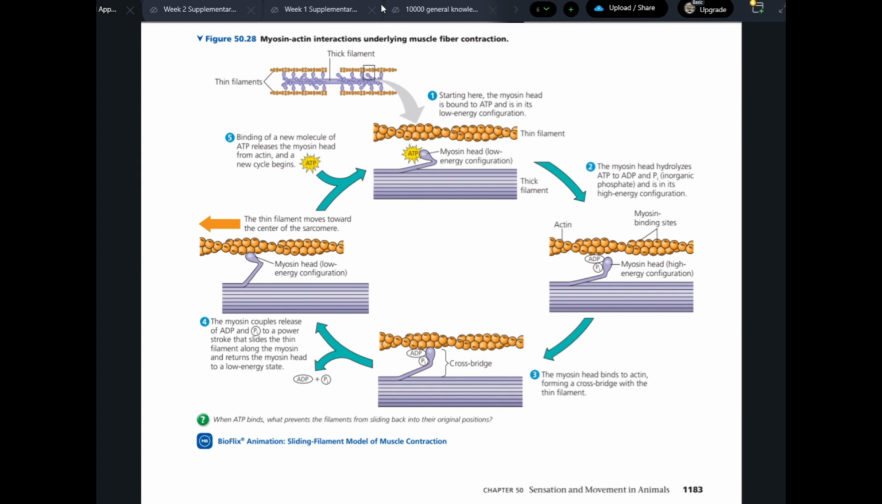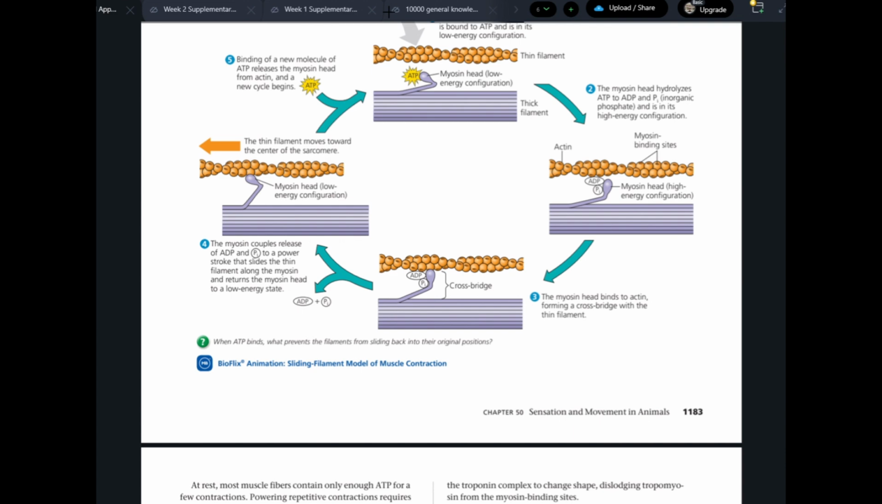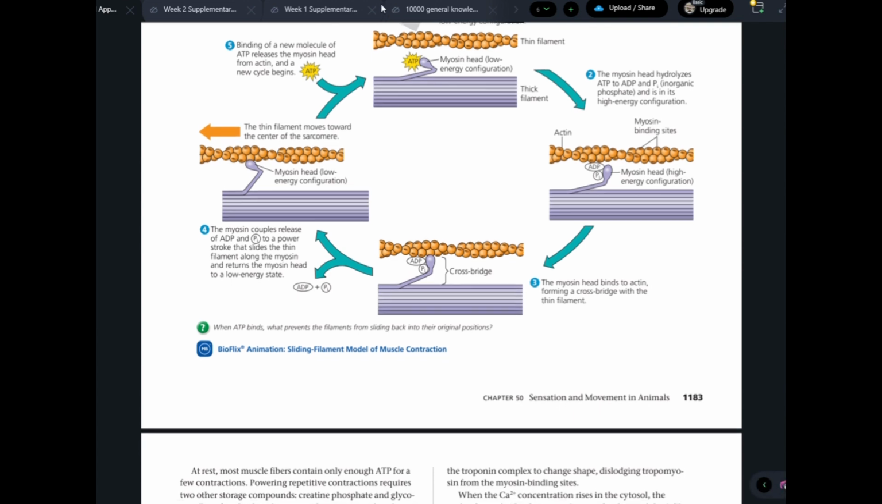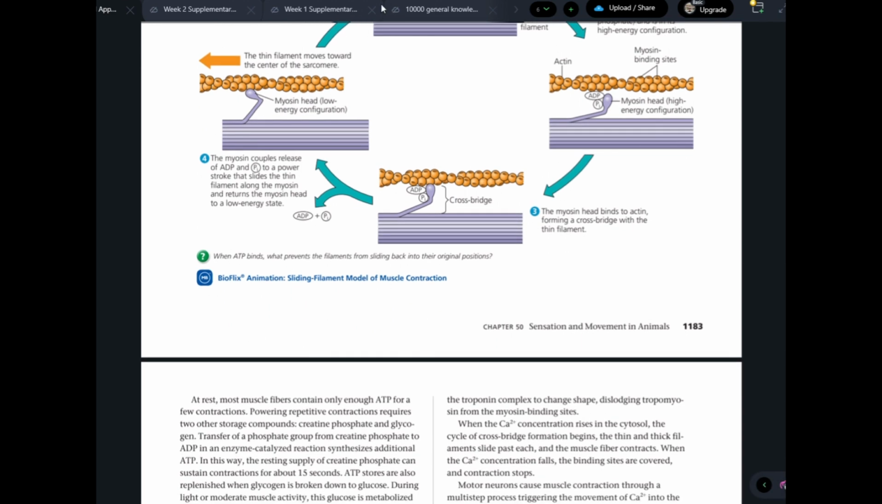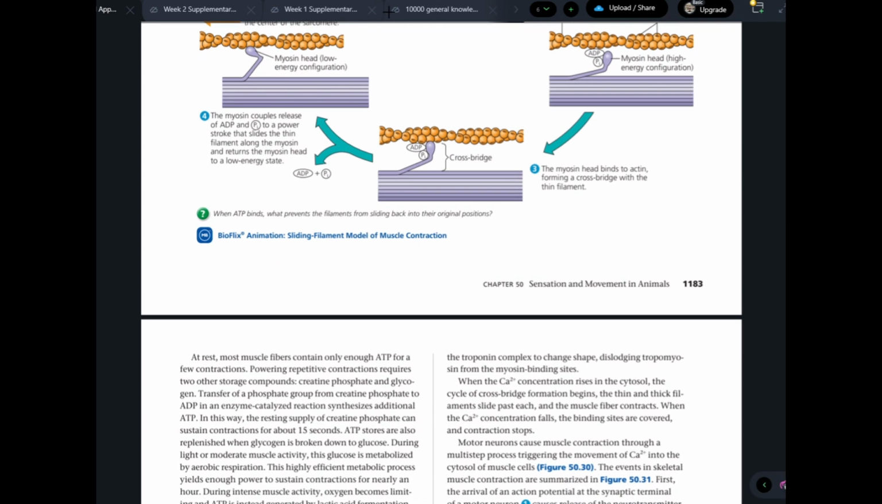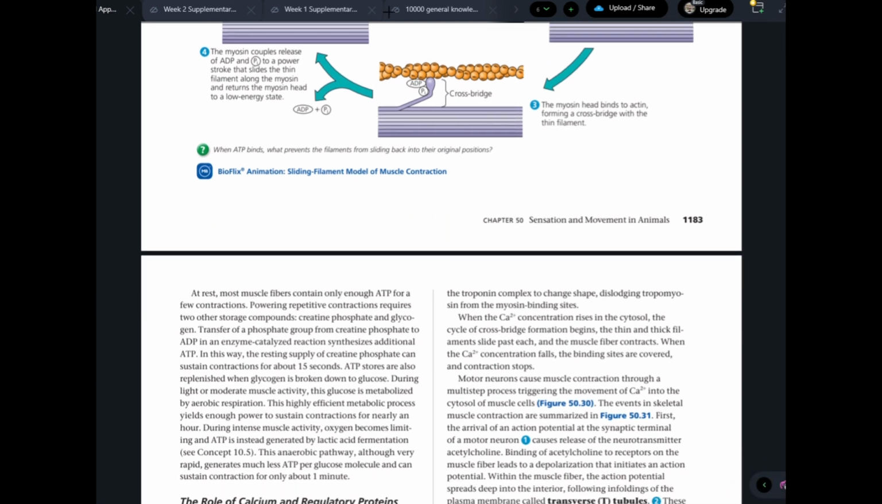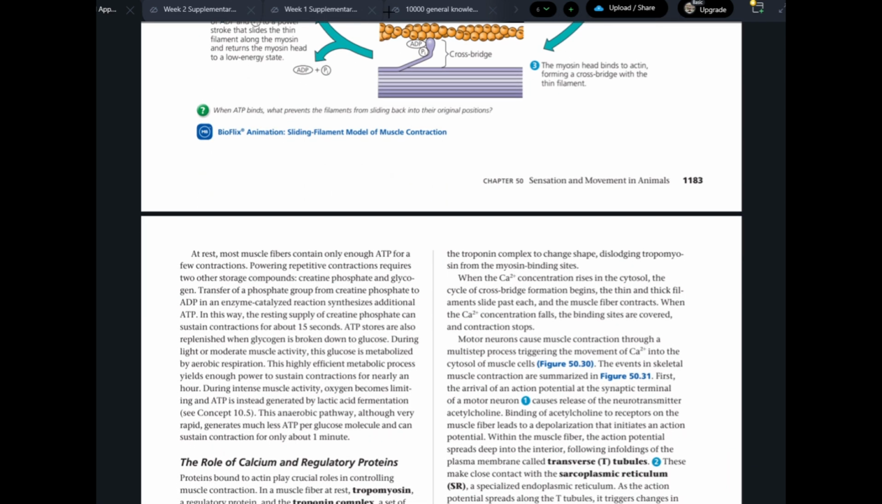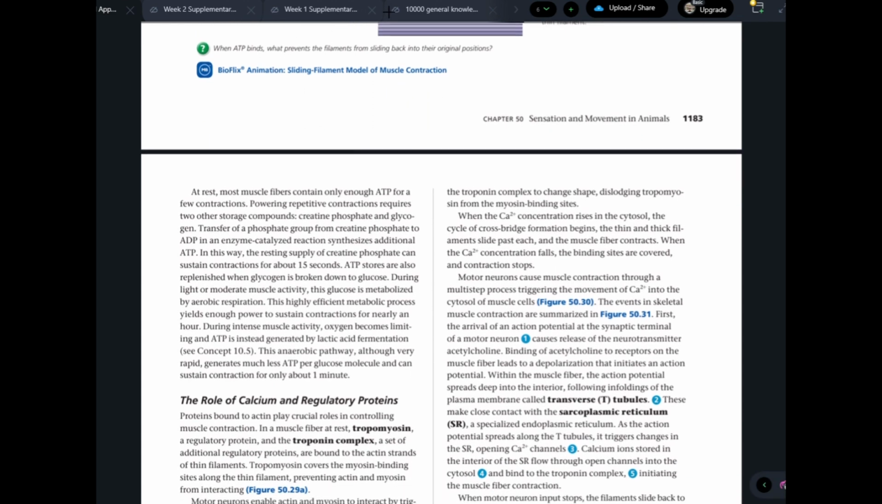And then they will release the ADP and inorganic phosphate, and the myosin head will return to the lower energy state. At that time, the thick filaments, that means the myosin, will pull the thin filaments towards itself, or else you can say the myosin will pull the thin filaments toward the center of the sarcomere. Then what happens? This sarcomere gets shortened.